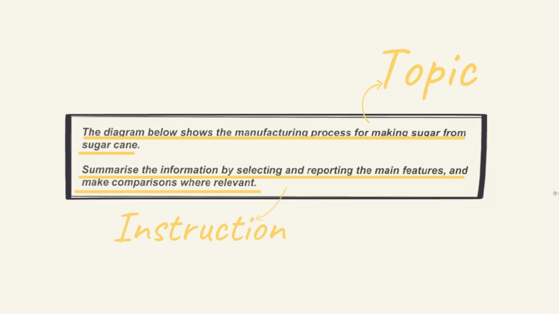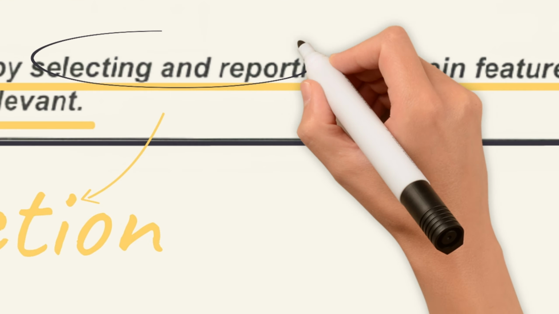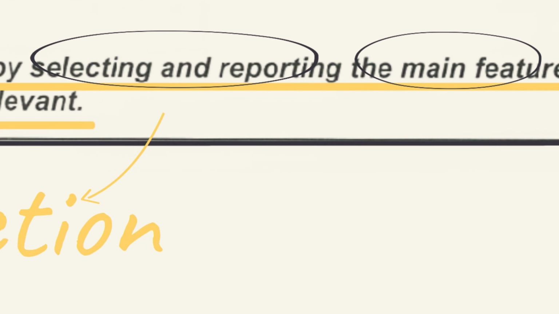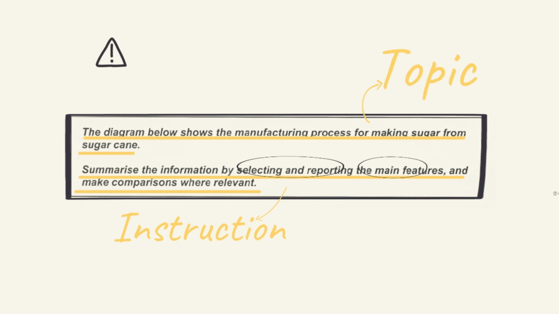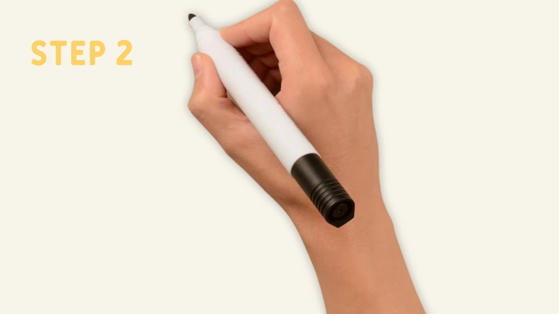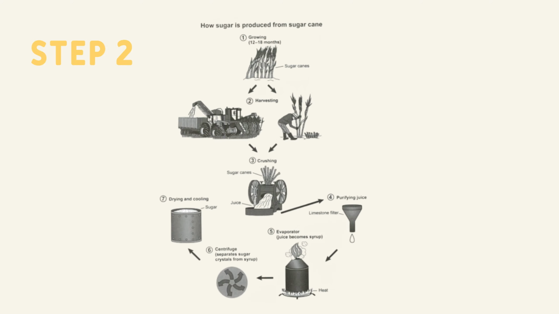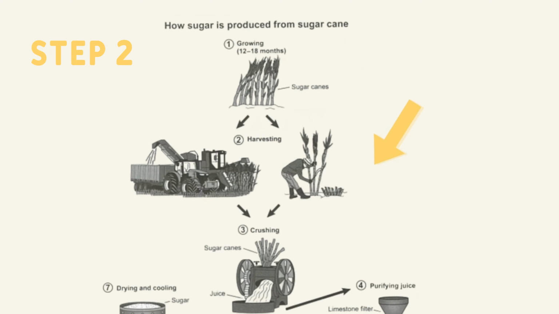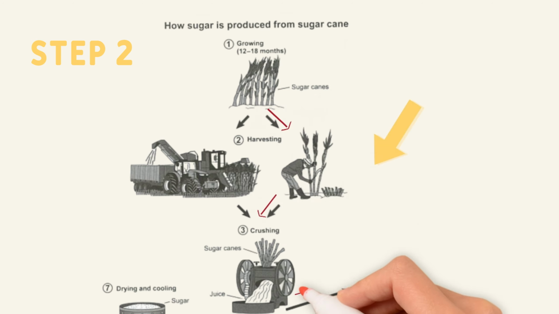This is the task instruction. It requires the candidate to select and summarize the key steps. Attention! For diagrams, comparisons are not needed. Step 2. Check the details in the diagram. The tip is just to follow the arrows.